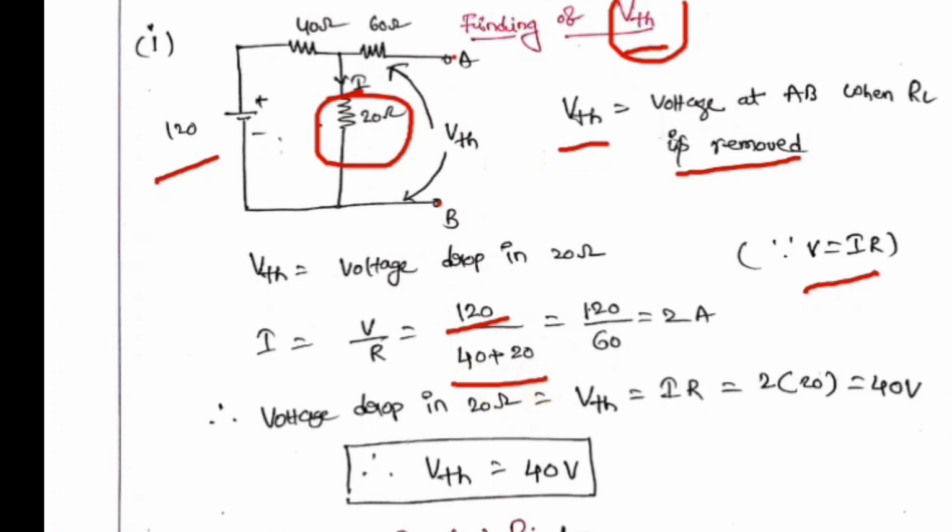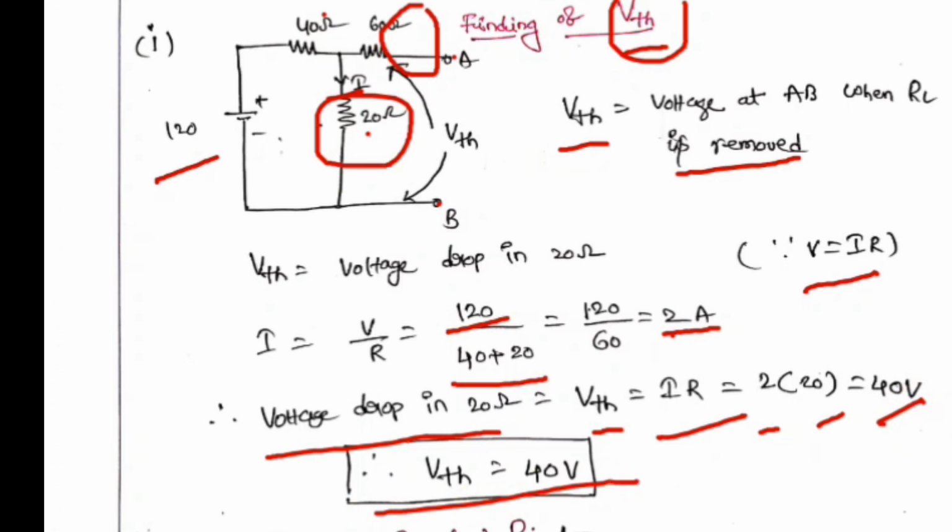Current through the 20 ohm is 120 by 40 plus 20. Total resistance is 40 plus 20. We are not considering the 60 because no current enters it, as it is an open circuit. 120 by 60 is 2 amps. Therefore, the voltage drop in 20 ohms is V Thevenin, equal to IR. I is 2, calculated, and 20 is the resistance we already have. So V Thevenin is equal to 40 volts.